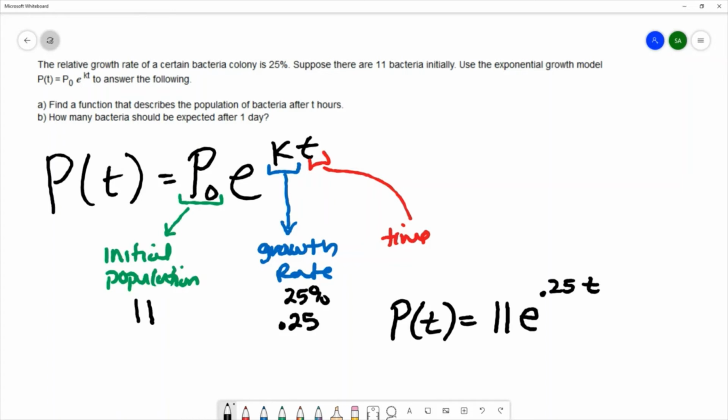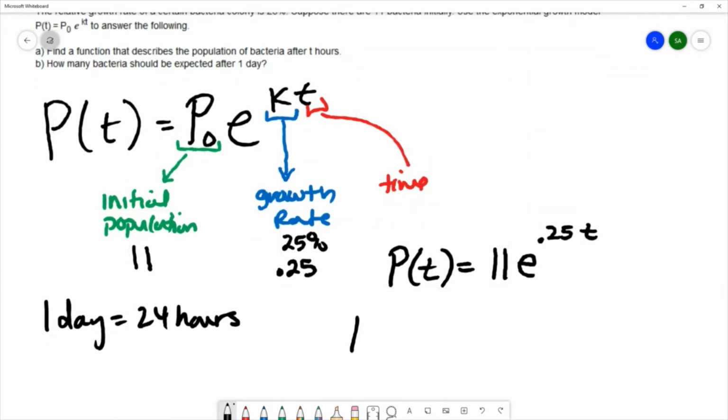So this answers the first part. Then in the second part, it says how many bacteria should be expected after 1 day. We'll notice that the first part of the question is talking about hours, and the second part is talking about days. So we need to be consistent. Since the first part we did in hours, we need to convert the days to hours. In 1 day, there are 24 hours.